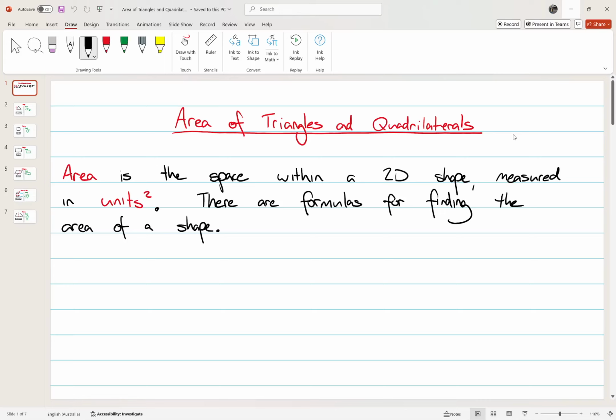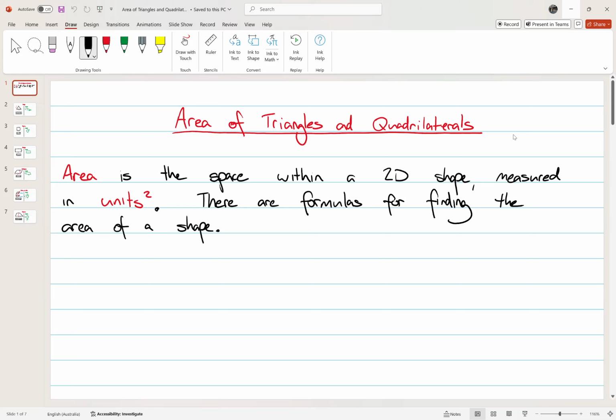Hey everyone, in this video we're going to be looking at the basics of finding the area of some triangles and some quadrilaterals. What we're really doing in this video is just going through all the different formulas that you're going to need to know for all these basic shapes. To start us off, area is the space within a 2D shape measured in units squared.